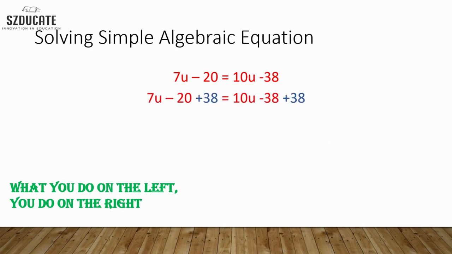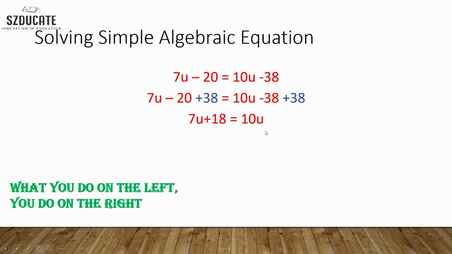So first, I want to get rid of the minus 38. So I plus 38 on the right side, so the minus 38 will disappear. So I must do the same thing on the left. So 7u minus 20 plus 38 equals 10u minus 38 plus 38. Next, minus 20 plus 38, I will get plus 18. And on the right side, you see that both 38s will disappear because they cancel each other out. Same thing, 7u and 10u.